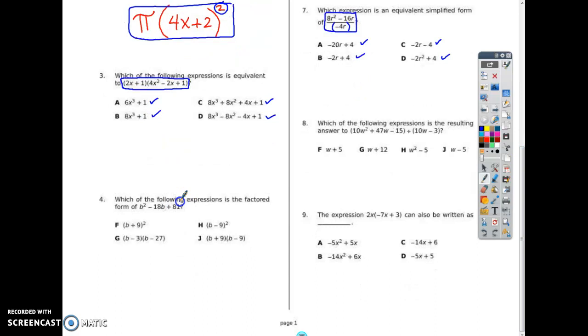Problem number 4 can go in Desmos. The answer choices can go in Desmos just like that. See which one matches. Problem number 8 can go in Desmos. Make sure that you type X's instead of W's, and the answer choices can go in Desmos as well. Problem number 9 can go in Desmos. Or you can just distribute it: 2x times negative 7x and 2x times 3, if you know how to do that by hand.